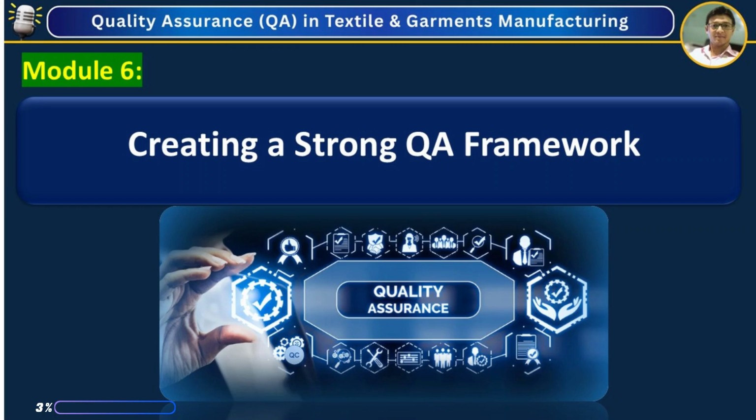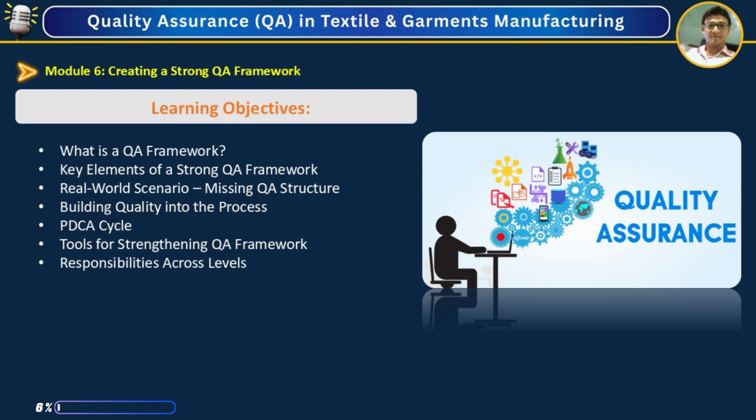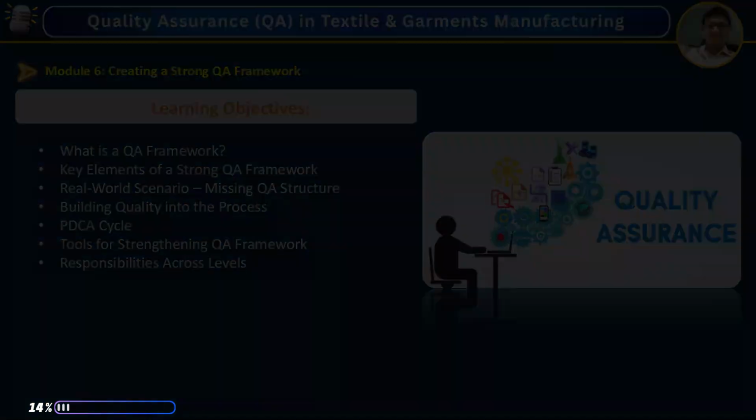In today's video, we will talk about Module 6, Creating a Strong QA Framework. In this video, you will learn what is a QA framework, key elements of a strong QA framework, real-world scenario, missing QA structure, building quality into the process, PDCA cycle, tools for strengthening QA framework, responsibilities across levels.